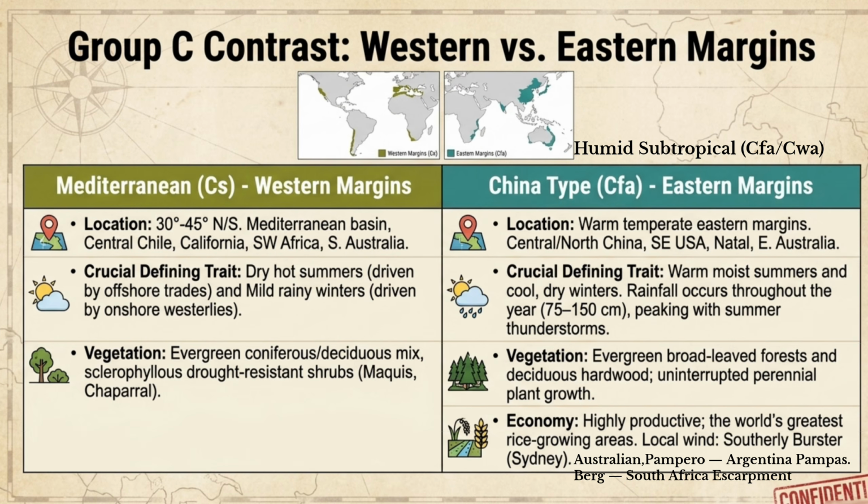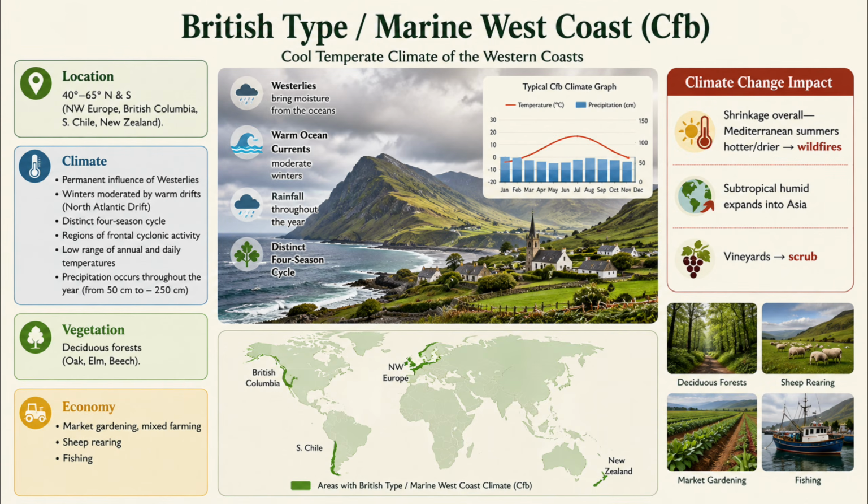9. British-type marine west coast climate, CFB. Location: 40 degrees to 65 degrees north and south. NW Europe, British Columbia, southern Chile, New Zealand. Climate: permanent influence of westerlies throughout the year. Winters moderated by warm ocean drifts, the North Atlantic Drift. Distinct four-season cycle.